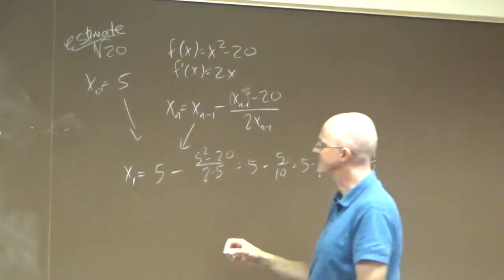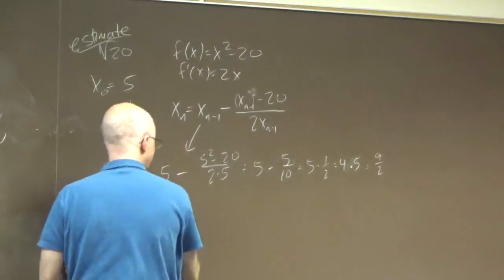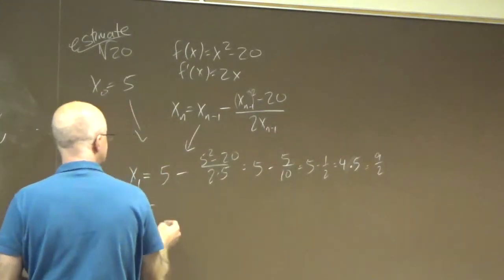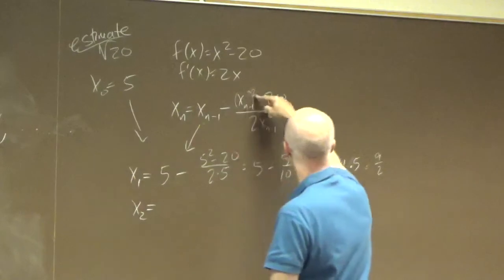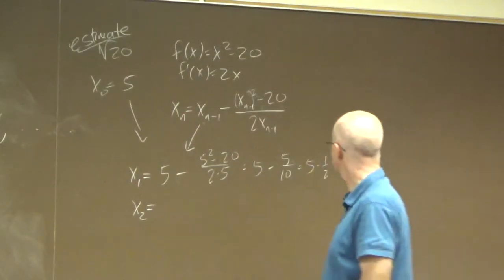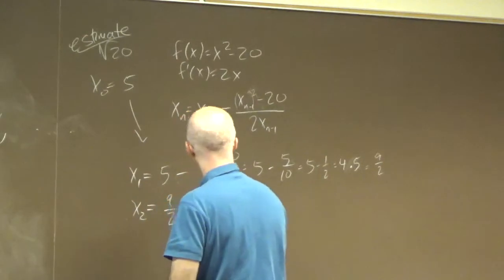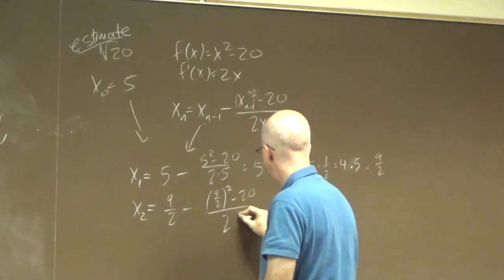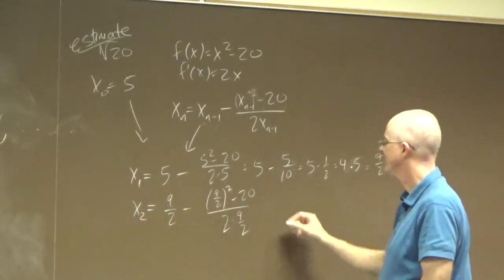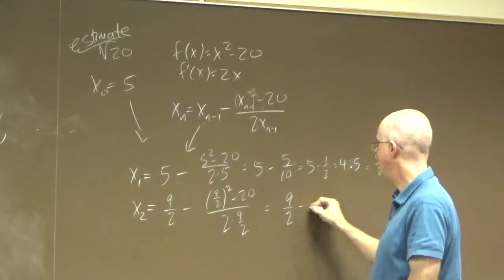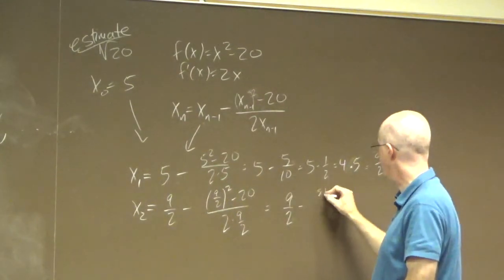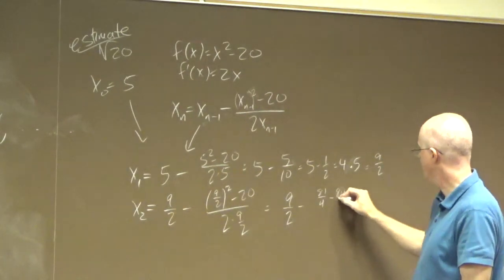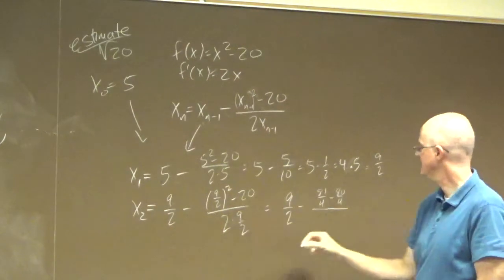Let's try one more step and see if it's good to 3 decimal places or not. And then we'll cheat and use technology. What is x2? It's x1 minus the fraction x1 squared minus 20 divided by 2 times x1. 9/2 minus 9/2 squared minus 20 over 2 times 9/2. 9/2 squared would be 81 over 4. 20 as a fraction over 4 would be 80 over 4. 2 times 9/2 is 9.